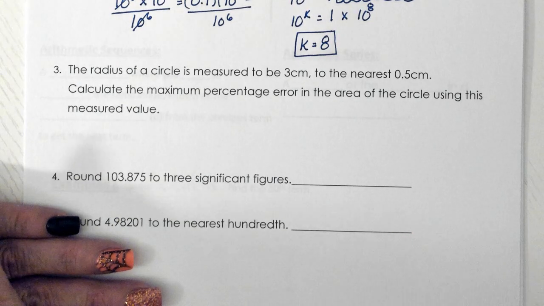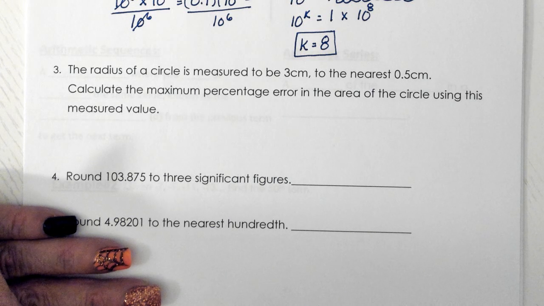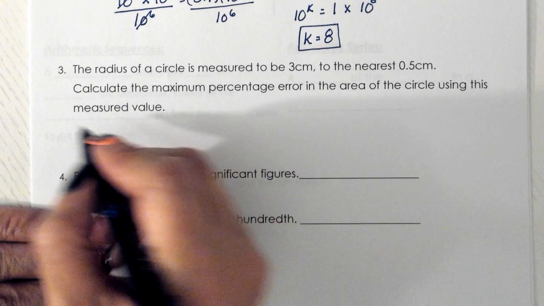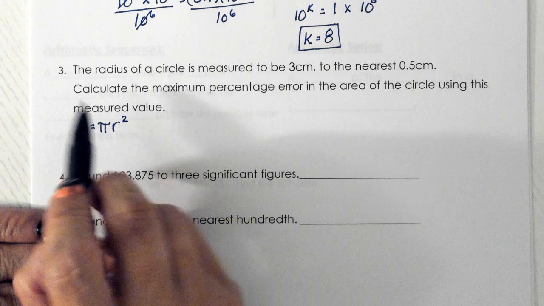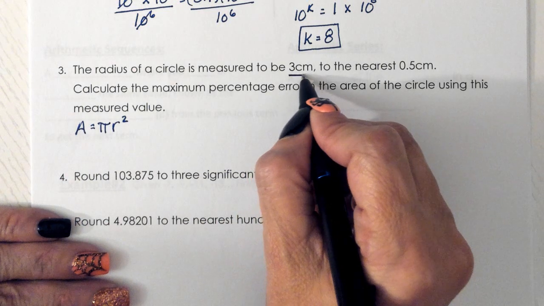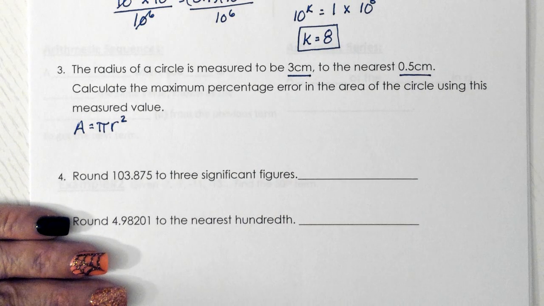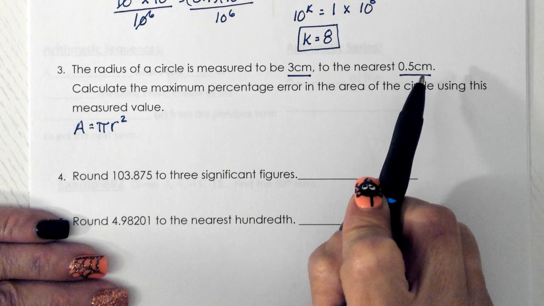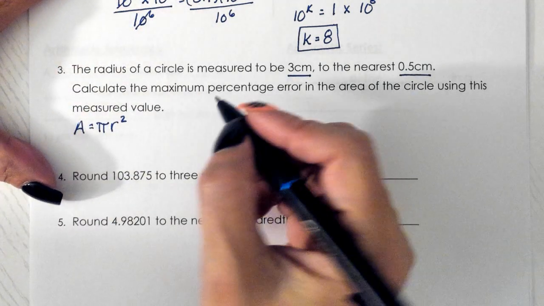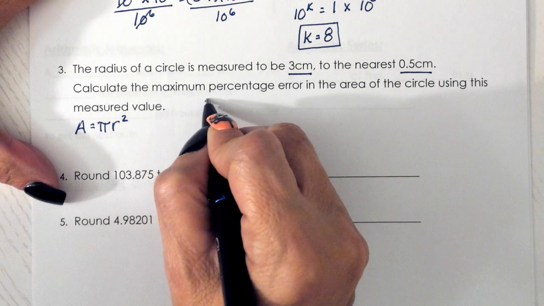Okay, so the radius of a circle is measured to be 3 centimeters to the nearest half centimeter. Calculate the maximum percentage error in the area of the circle using measured values. Okay, so area equals pi r squared. The radius of a circle is measured to be 3 centimeters to the nearest half centimeter. That means we're going to have a range here. So we're going to have to say that it's pi r squared.